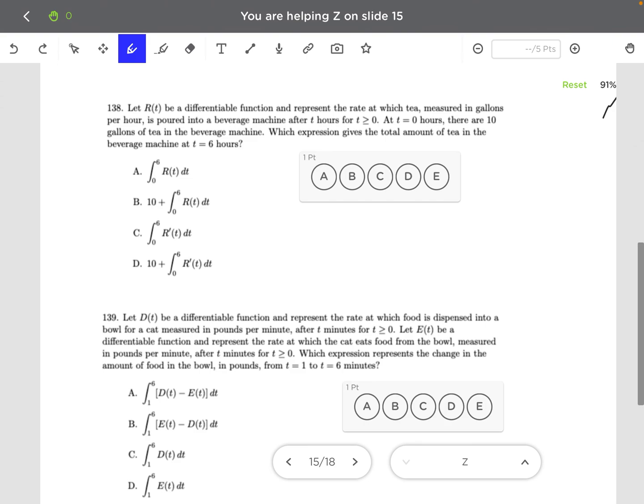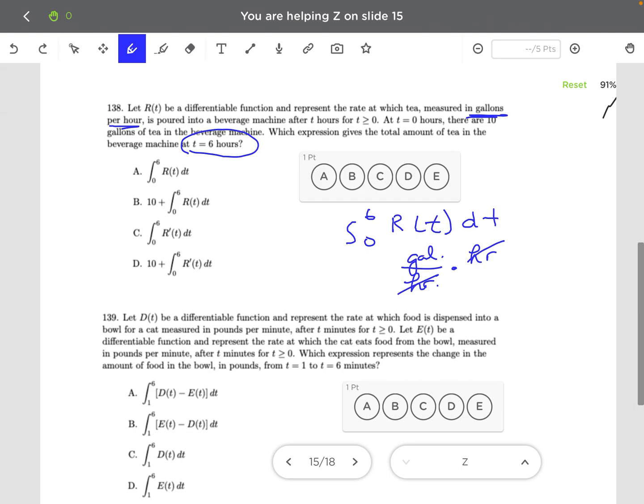Okay, you have r of t, which is a differentiable function, so derivative exists, it is continuous. It's the rate at which tea, measured in gallons per hour, I always look at units, is poured into a machine. At time 0, there's already 10 gallons of tea in the machine, which gives the total amount of tea in the beverage machine. So if I integrate the rate, which is r of t, the units here are gallons per hour. So notice the integration will give you total gallons.